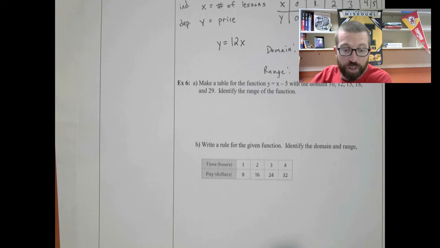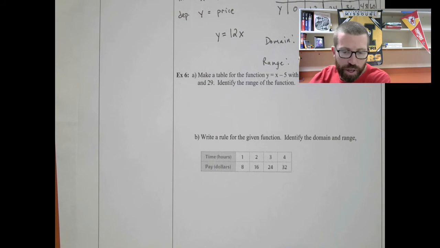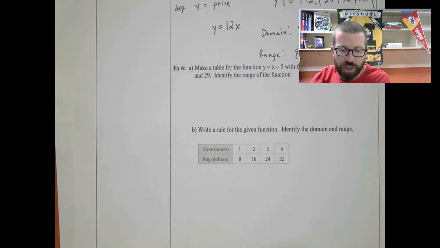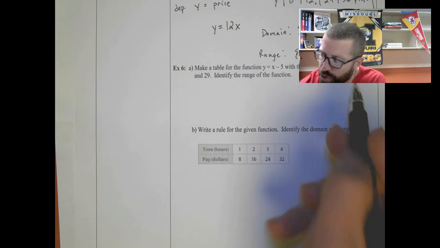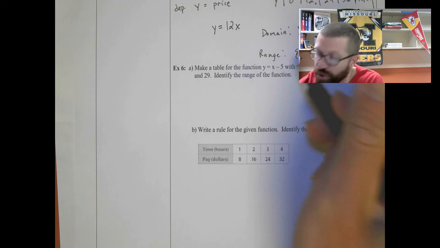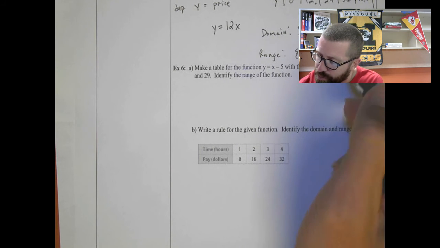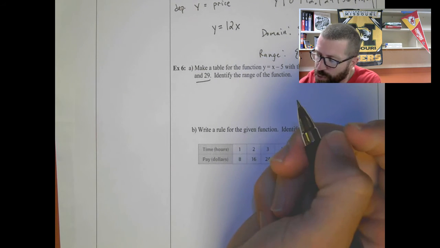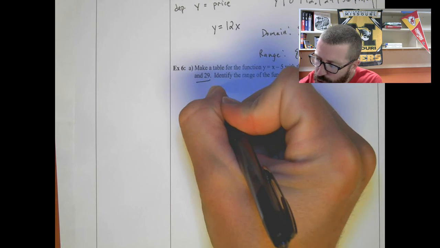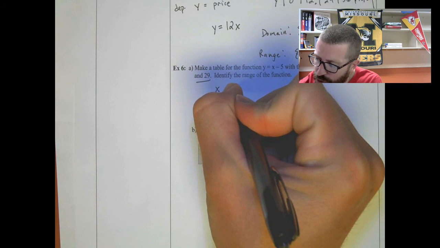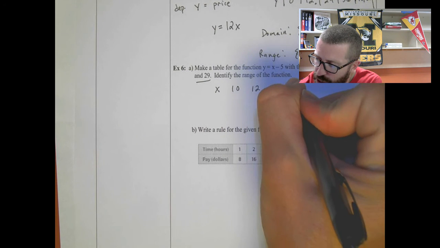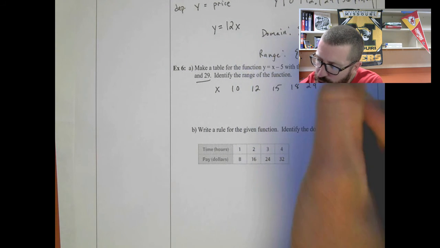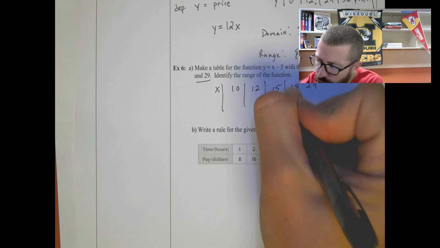Okay, let's look at the next one. And make sure you pause the video and try to do this on your own here. The next two. Okay, so make a table for the function y equals x minus 5, excuse me, with this domain. 29's in there too. And identify the range of the table. So let's make our x, and our domain is 10, 12, 15, 18, and 29. We'll kind of make this into a table.